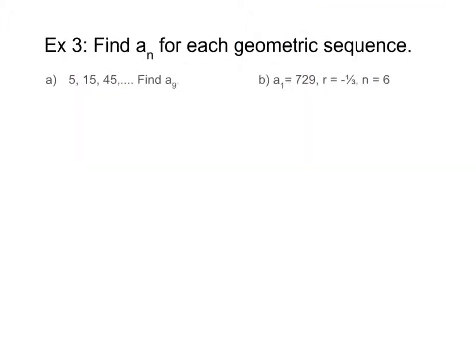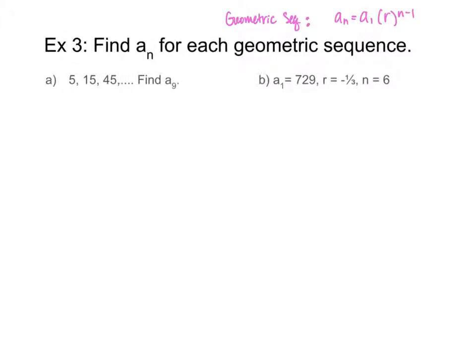Okay, so we're going to do a few more example problems using that formula that you just saw a moment ago. So that formula there in the last slide was, that's a highlighter, AN. This one's for geometric sequences. So A1 times R to the n minus 1 power is the geometric sequence rule.